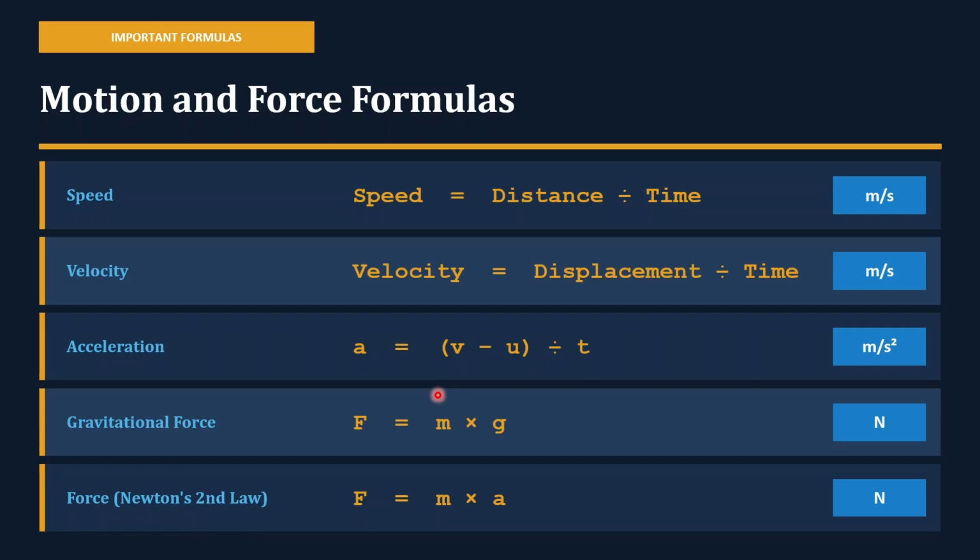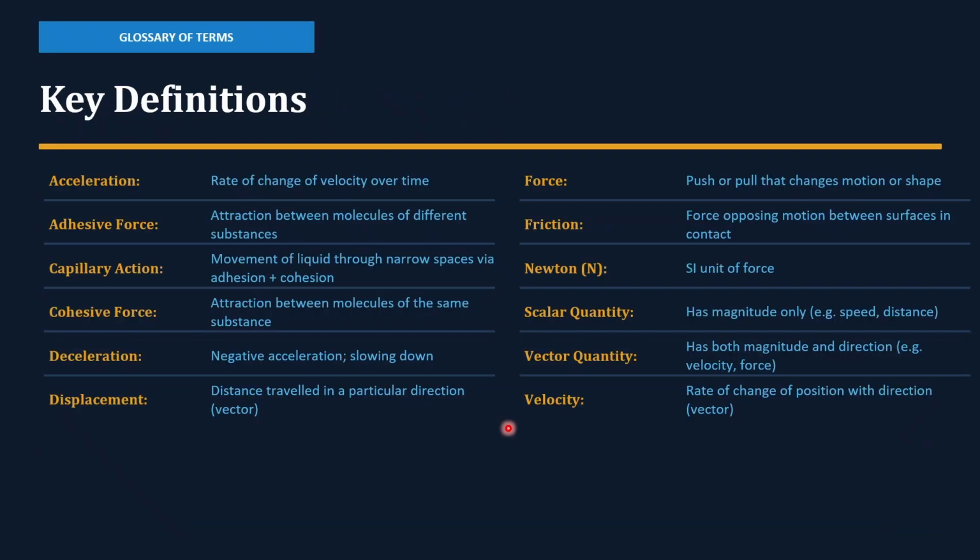You realize that Newton's second law of motion and the gravitational force formula are the same except for the g here. Newton's second law is the same as this gravitational force formula, except that here the acceleration is acceleration due to gravity. It's the effect of gravity that is causing the object to accelerate. And so the a becomes g here. Okay, so that is about that. These are some key definitions that you may need to know.